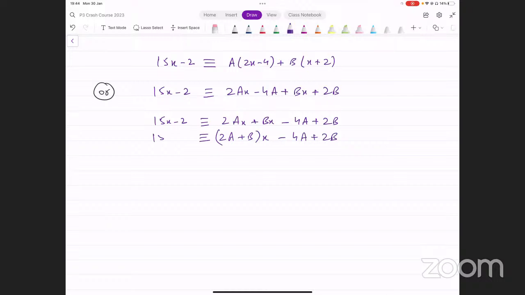On the left side, you've got 15x minus 2. Now, remember the left-hand side and the right side, they are identical to each other. That means they're just different forms of writing the same thing. So that means whatever is the coefficient of x on the left side should be equal to the coefficient of x on the right side. And whatever is the constant term on the left side, that should be equal to the constant term on the right side.